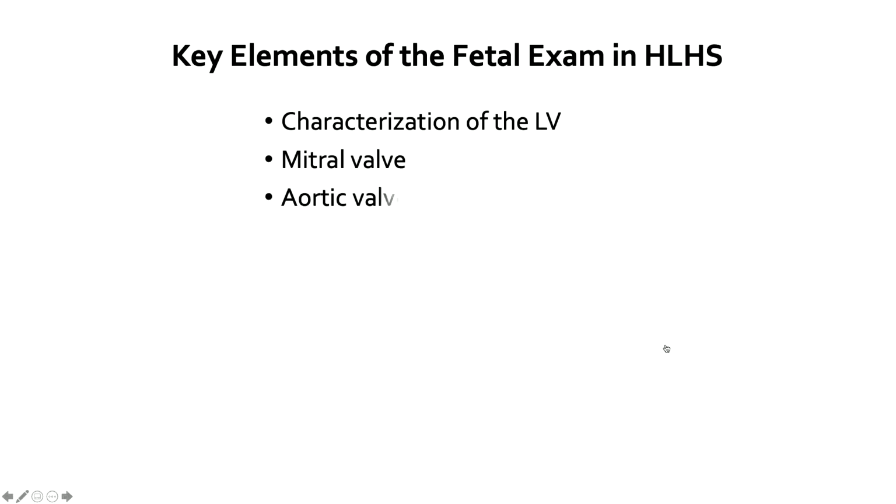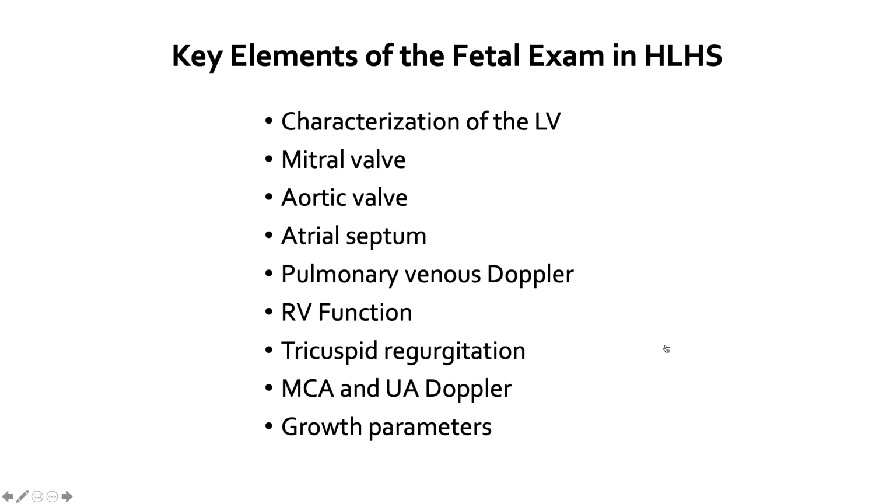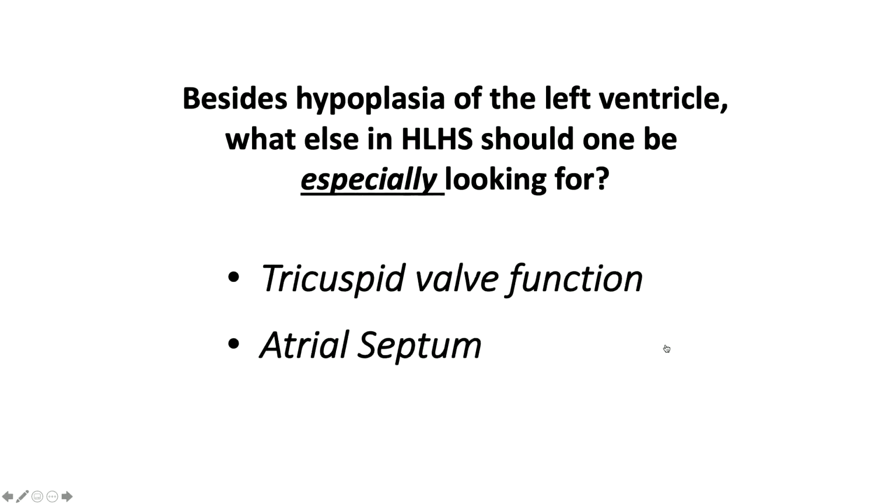So here's just a list of things, if you do suspect inadequacy of the left side of the heart, of what you should be looking for. You need to characterize the left ventricle, look at the mitral and aortic valves, atrial septum being key. We'll talk a little bit more about that in pulmonary vein Doppler, RV function, presence or absence of tricuspid regurgitation, and MCA and UA Dopplers and overall growth. So besides the hypoplasia, two key additional things to look for when you have HLHS, and that's tricuspid valve function and the nature of the atrial septum.